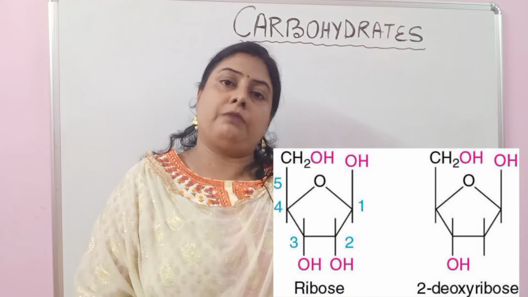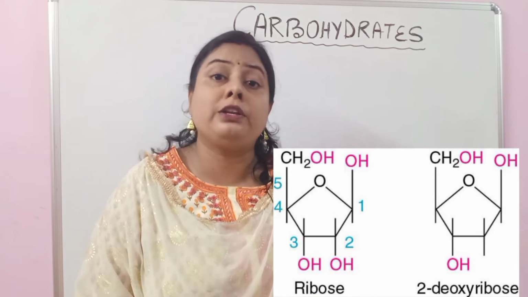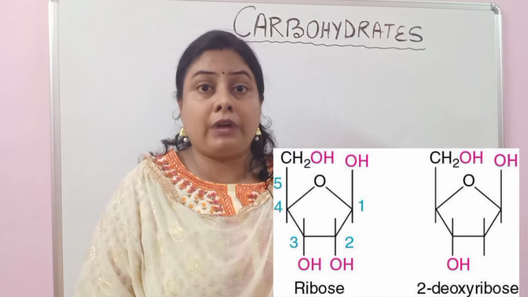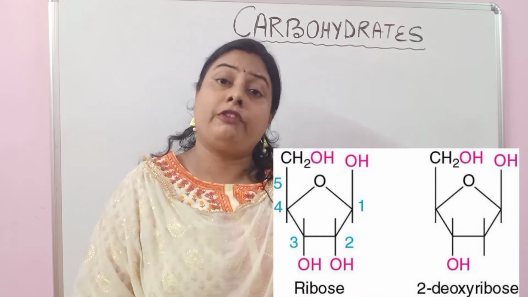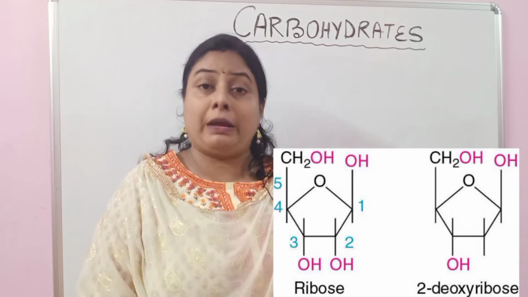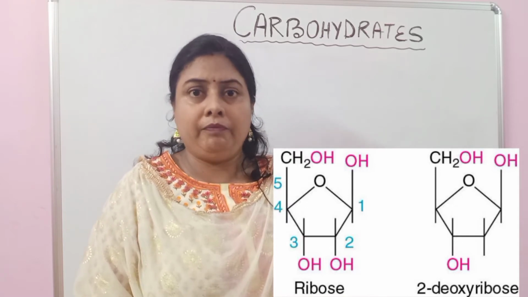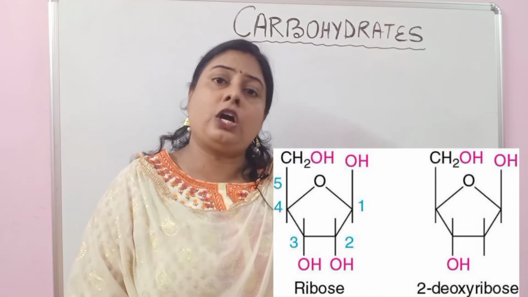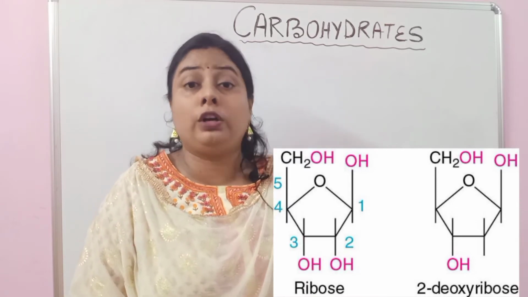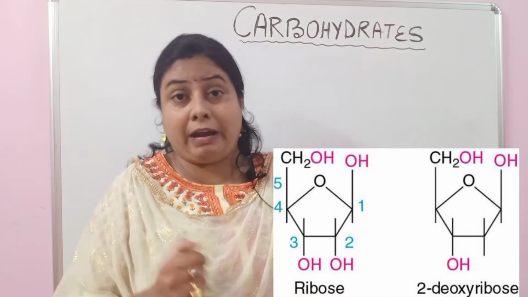5 carbon containing monosaccharides are called pentoses or pentose sugar. Heard about the ribose sugar, which is a part of DNA, deoxyribonucleic acid, or ribonucleic acid, that is RNA. The sugar present in DNA or RNA is a 5-carbon monosaccharide called ribose.